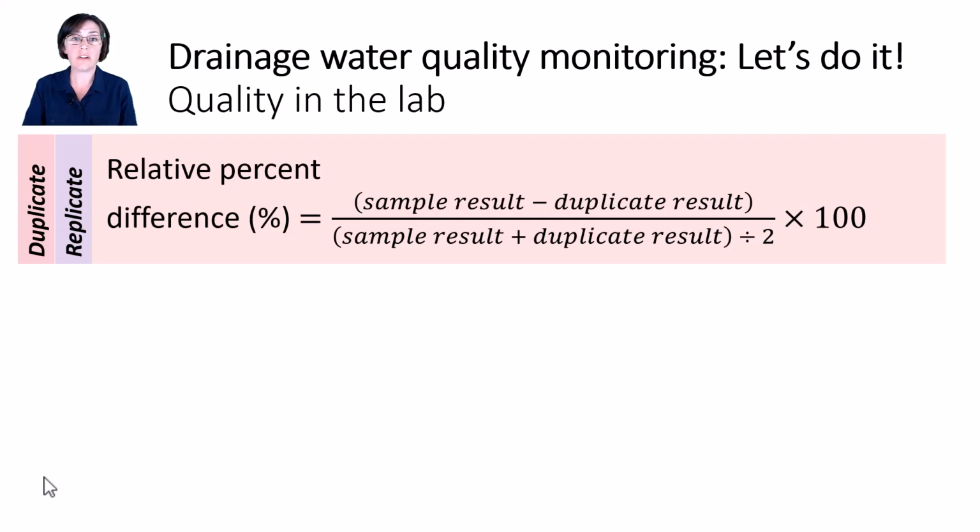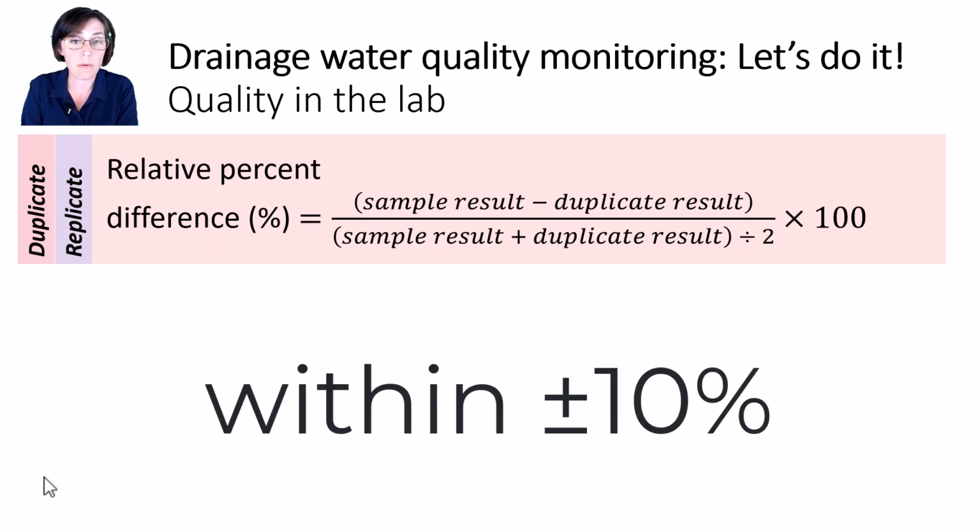How do you know if the 2 duplicate concentrations are close enough? What is good enough? You calculate the relative percent difference. This is the initial sample concentration minus the duplicate sample concentration divided by the average of those 2 times 100. My rule of thumb is that we want duplicates to be within plus or minus 10% of each other based on this math for relative percent difference.